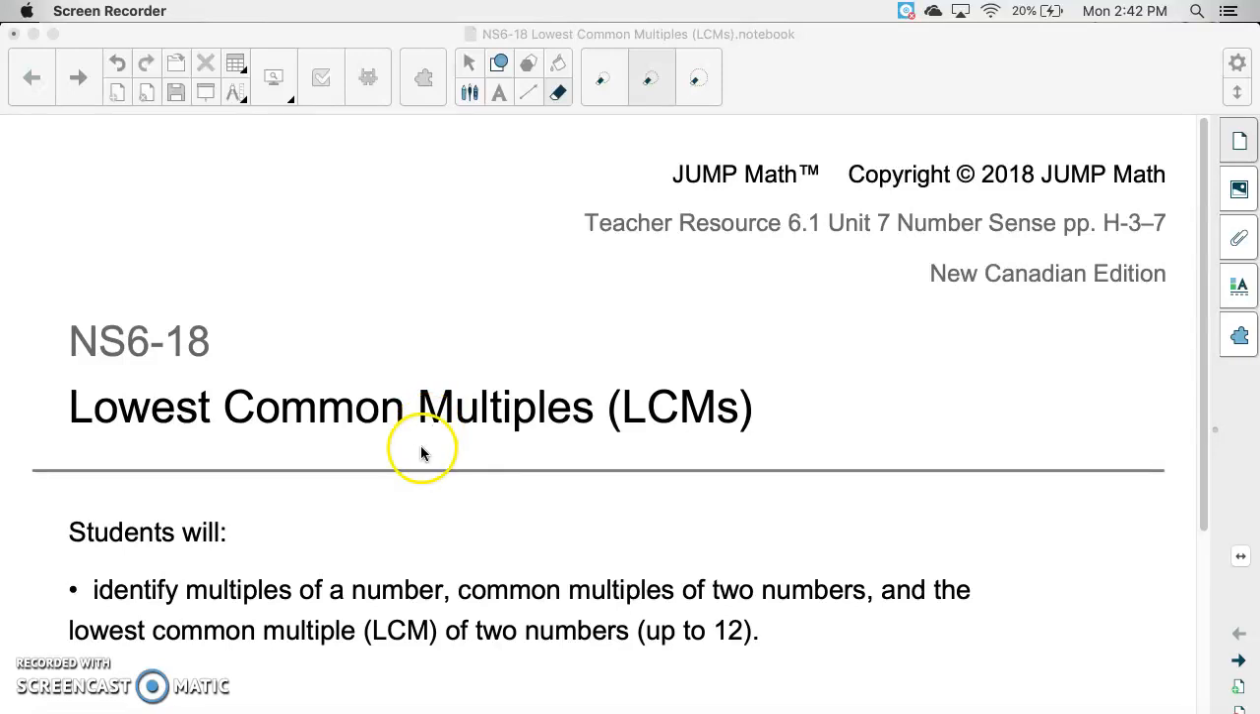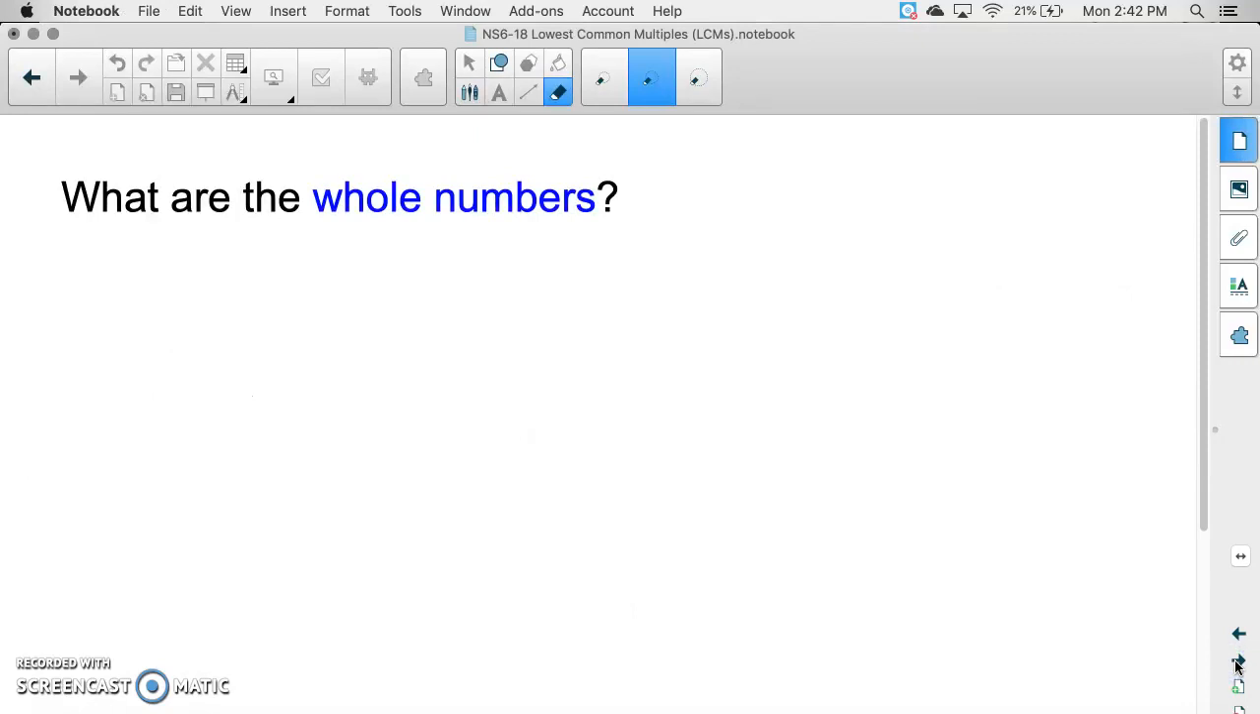Today's lesson is on lowest common multiples. Students will identify multiples of a number, common multiples of two numbers, and the lowest common multiple of two numbers up to 12. So let's just begin by reviewing what a whole number is.